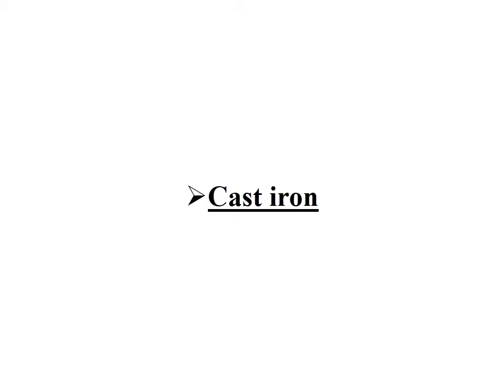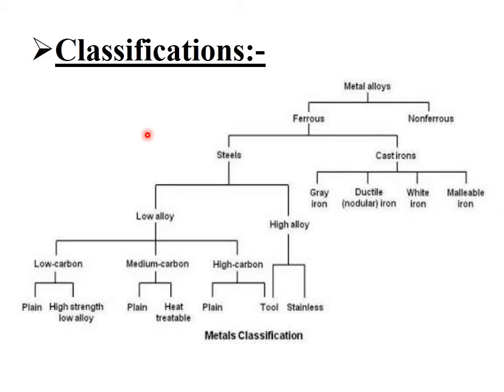Now today, in the last video, we will discuss about ferrous materials. We learnt about steel as a ferrous material. And today we will continue the same session and we will discuss another form of ferrous material, cast iron. So we know that cast iron is basically a ferrous material which contains more than 2% of carbon in its chemical composition. So let us go back to the classifications again.